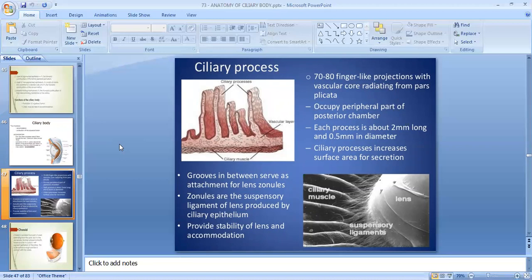Ciliary processes increase the surface area for secretion. That's why their structure is like a finger-like projection. The grooves in between serve as the attachment for the lens zonules. And zonules are the suspensory ligament of lens which are produced by the ciliary epithelium. They provide the stability of lens and help in accommodation also.